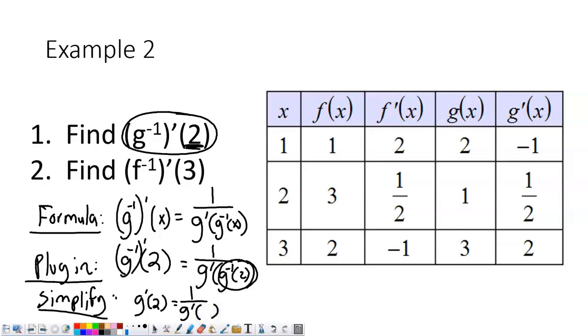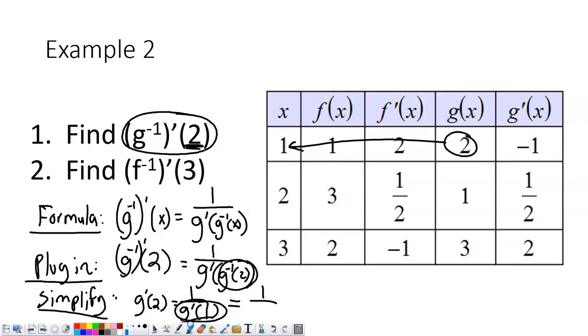G inverse of 2, that means I'm going to start in the g column, look for where it says 2, and give the x value that goes with it, which is 1. But we're still not done. Now we need to do what is 1 over g prime of 1. And actually, I just need to find what's g prime of 1, right? So what is g prime of 1?